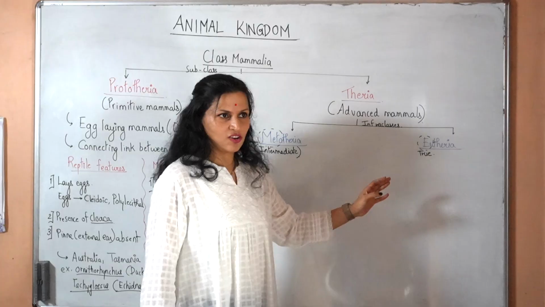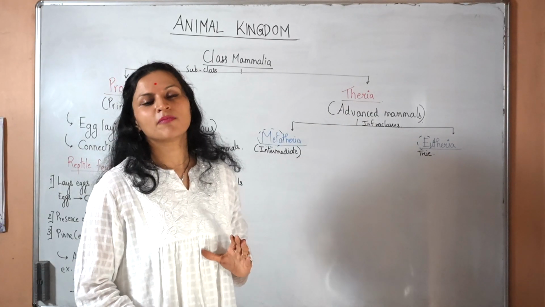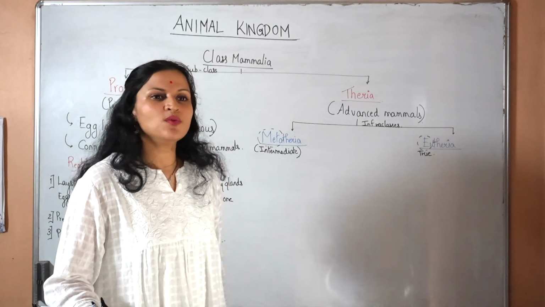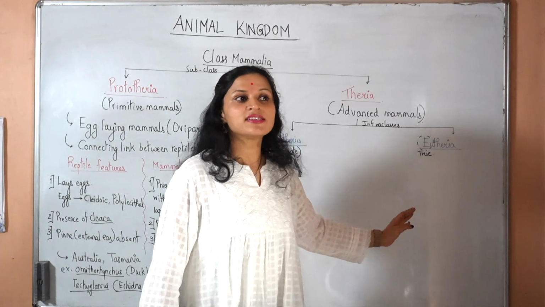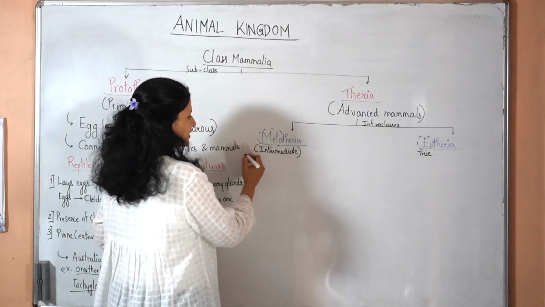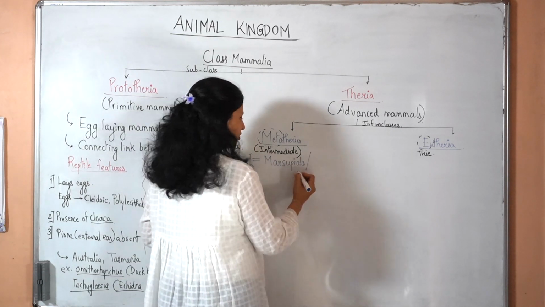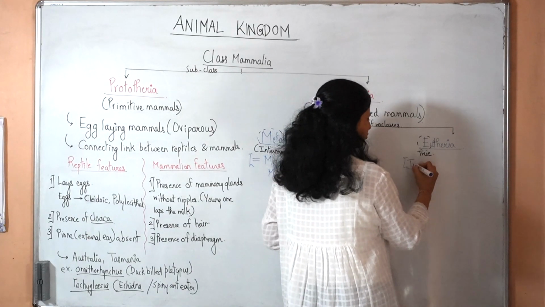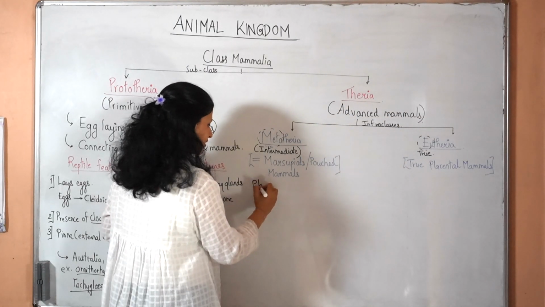They have a well-developed placenta, so the young one completes its development inside the uterus and the young one is born very well developed. So as such, the Eutherians are also called true placentals, true placental mammals. So let's say Metatherians are also called marsupials or pouched mammals, and the Eutherians are also called true placental mammals. Let's cite the differences in the placenta here.